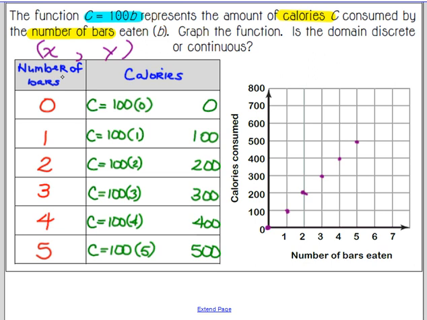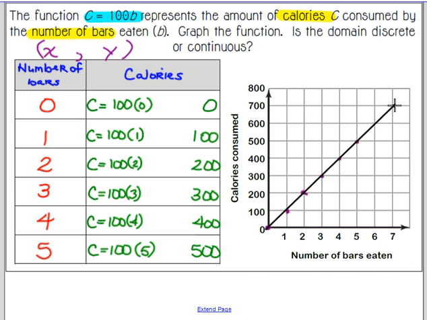So the example before was, okay, can we have 0 to 1 DVDs? And the answer was no. But here when we're talking about the number of bars or protein bars or cereal bars that you have, can you have between 0 and 1 bars? Can you have between 1 and 2 bars? And so the answer to this is yes, you can. You can have a part of a cereal bar. So we would then connect the points.